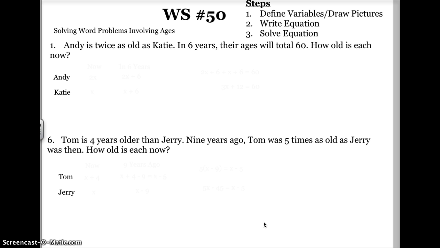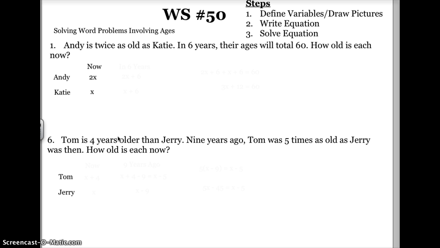Number 1 says Andy is twice as old as Katie. In 6 years, their ages will total 60. How old is each now? So in these types of problems, I like to make a table. My tables are going to have how old each are now, and then how old each are going to be in 6 years. So let's look at now first.